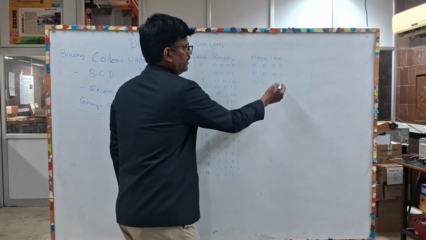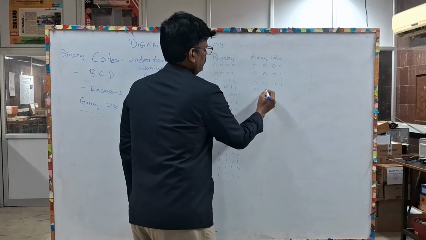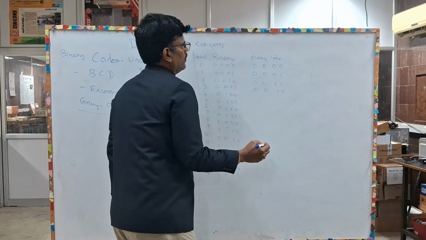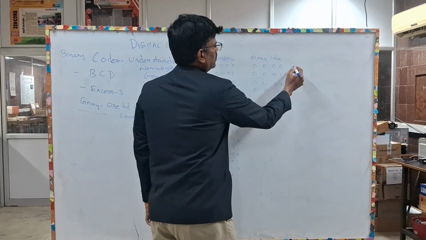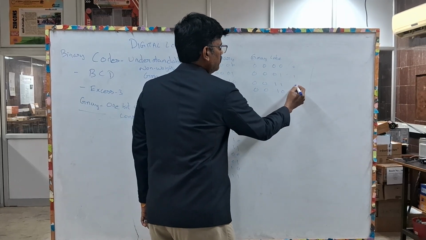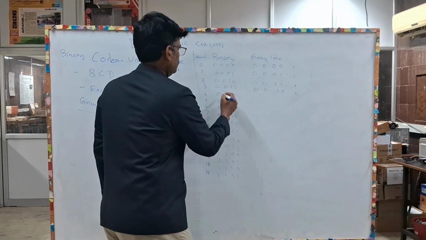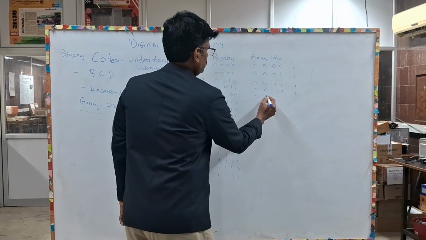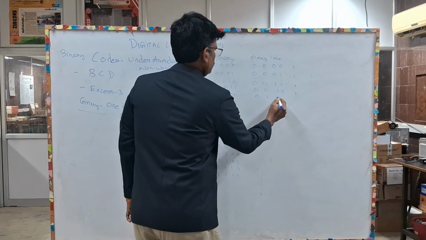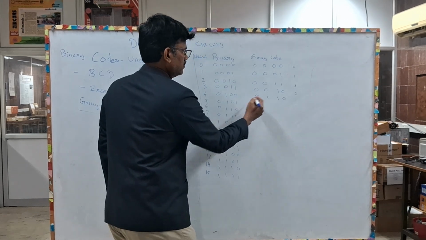Here you retain this and change this. You can see this is 0, this is 1, but as per the weightage, when you compare, this will be 3 and this will be 2. Next, we maintain this and go for this combination.